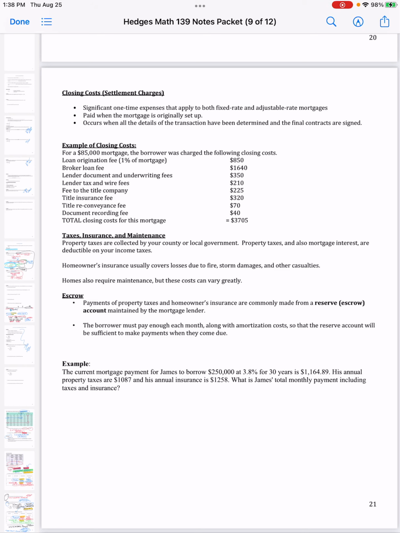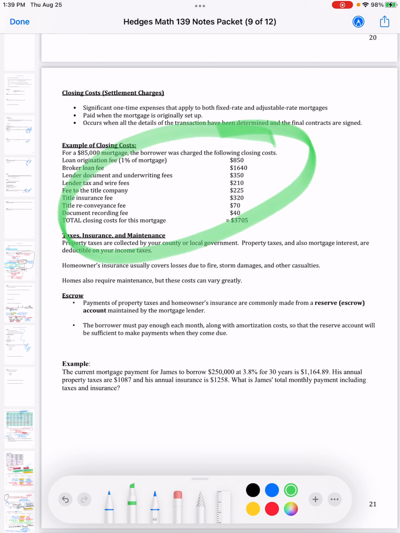Now, so far in our examples, we've really just talked about what you owe the bank or the financial institution that loaned you the money. There are actual other costs involved in purchasing a home. So I've got some examples here. You have to pay brokers, you have to pay for documents, you have all these things that are our closing costs down here. And so you have to assume that you're going to pay more than just the actual value of the house because you have to pay for all the other things that take place.